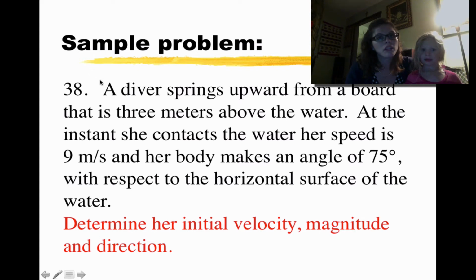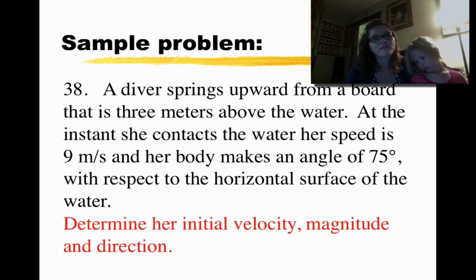A diver springs upward from a board that is 3 meters above the water. At the instant she contacts the water, her speed is 9 meters per second and her body makes an angle of 75 degrees with respect to the horizontal surface of the water. Determine her initial velocity, magnitude, and direction.